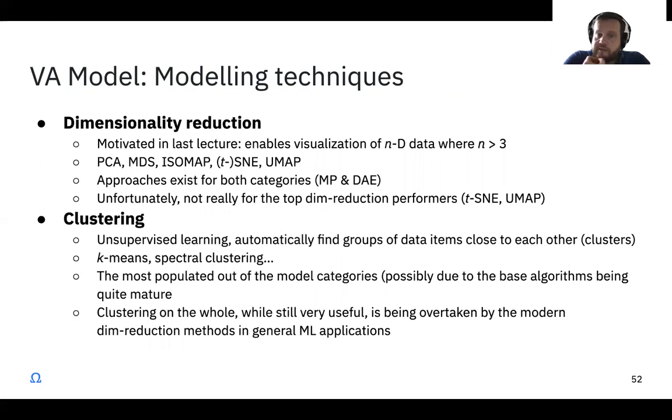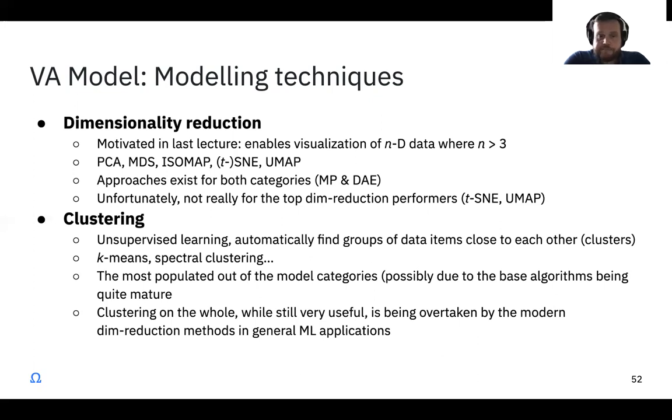The problem is that I'm not aware of approaches for the real top performers. There might be something for TSNE these days, but for UMAP, which is the state of the art in dimensionality reduction, it's still a very new technique. So I don't think that there has been something interactive done in the world of visual analytics.